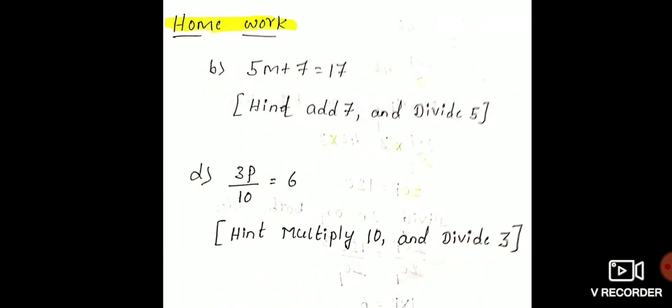So here, dear students, I will give 2 problems as homework for you. The first is 5m plus 7 is equal to 17. They gave it; I will give hints. The hint is, first, add 7 on both sides.